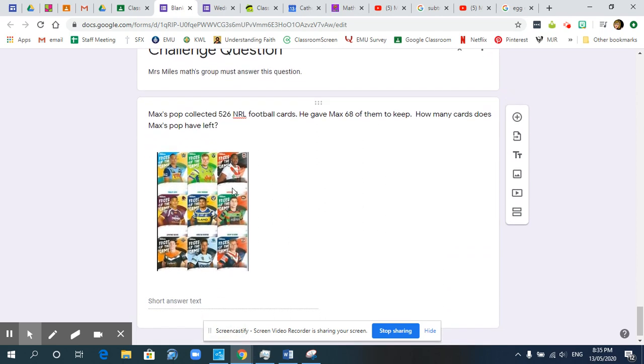Max's Pop collected 526 NRL football cards. He gave Max 68 of them to keep. How many cards does Max Pop have left? So use either of the strategies that you've learnt today. All of Mrs. Miles' Maths group will complete this one and answer the question down the bottom. If you're Mrs. Newton's Maths group, you're still welcome to have a go.